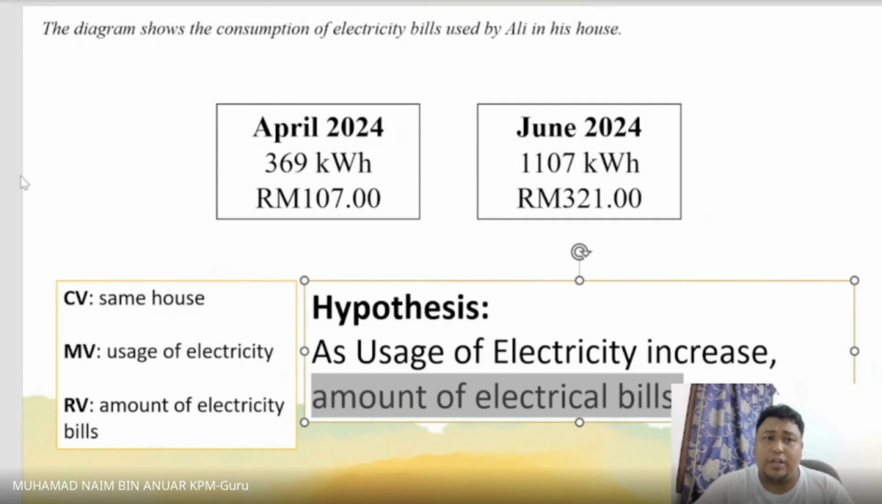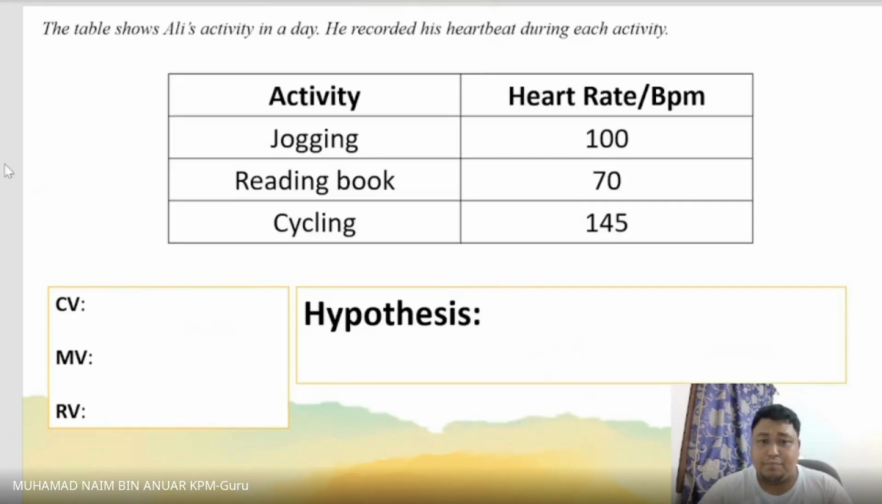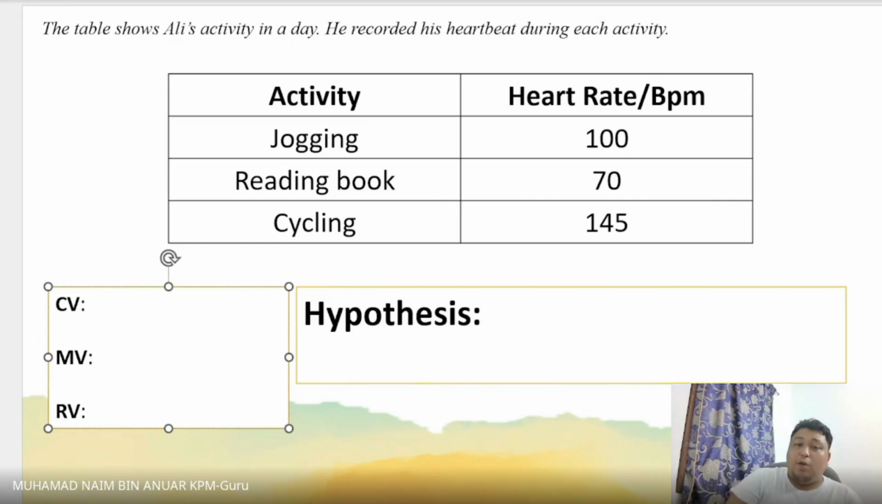Let's try the next question. Now, we did this before. What the teacher said about the table, about where RV is and where MV is. Now, MV, please write in the answer. What is MV? What is RV?